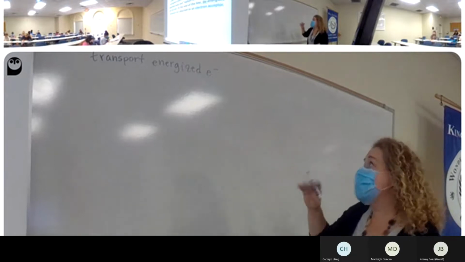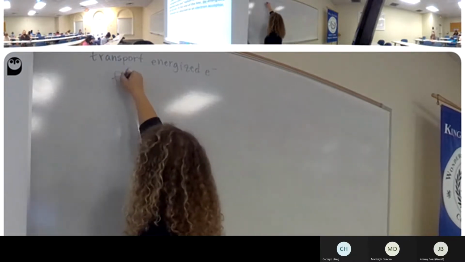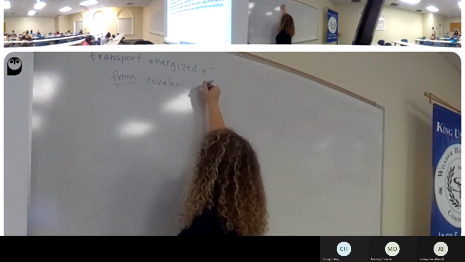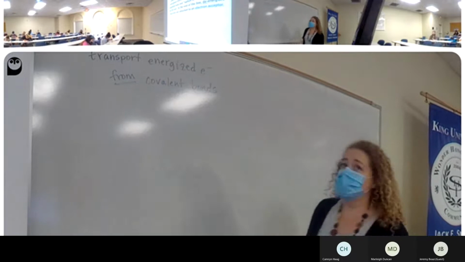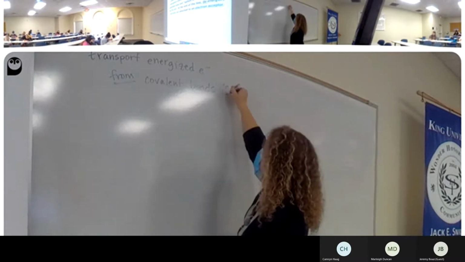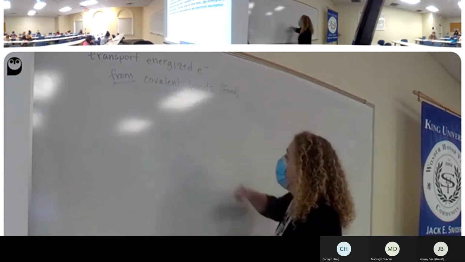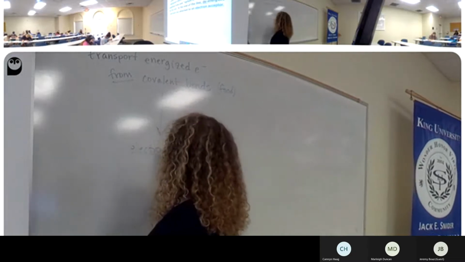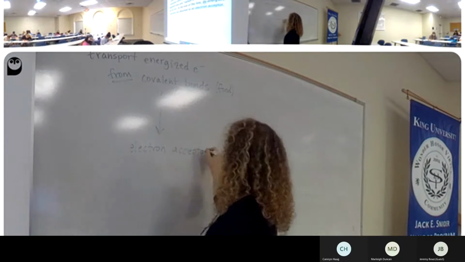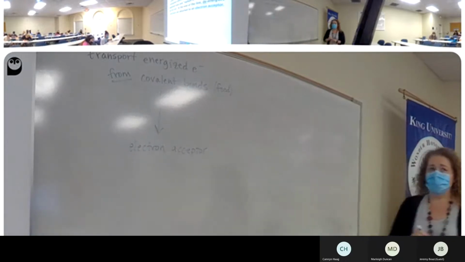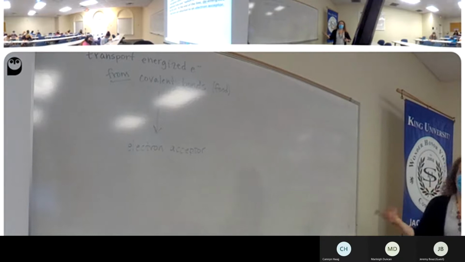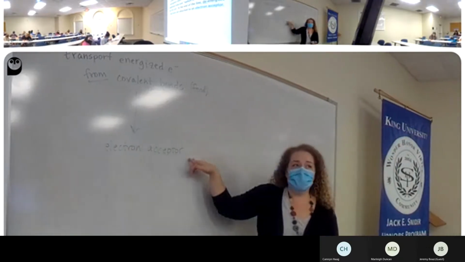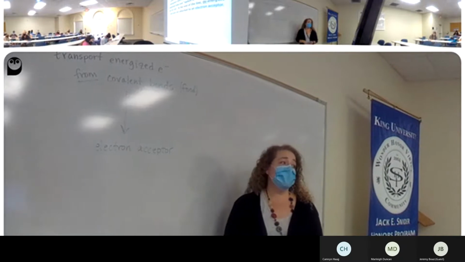So this group, they transport energized electrons from covalent bonds, like of food, to some type of electron acceptor, like Uber cars transport people from one place to another. What the electron acceptor is can be in one of two big categories.